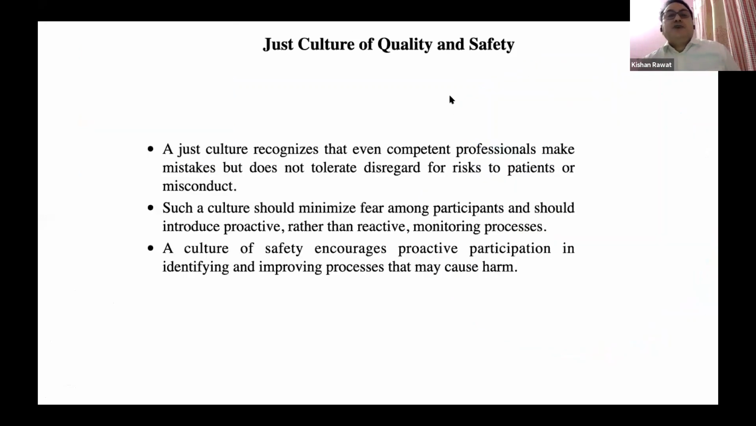Just culture for quality and safety. Just culture recognizes that even competent professionals can make mistakes, but it does not tolerate disregard for risk to the patient or misconduct. Just culture encourages the workers or staff of the department not to hide their errors or mistakes, and it also minimizes the fear of punishment among the participants. This is a culture of safety and quality, which encourages proactive participation in identifying and improving the processes that may cause harm to the patient.